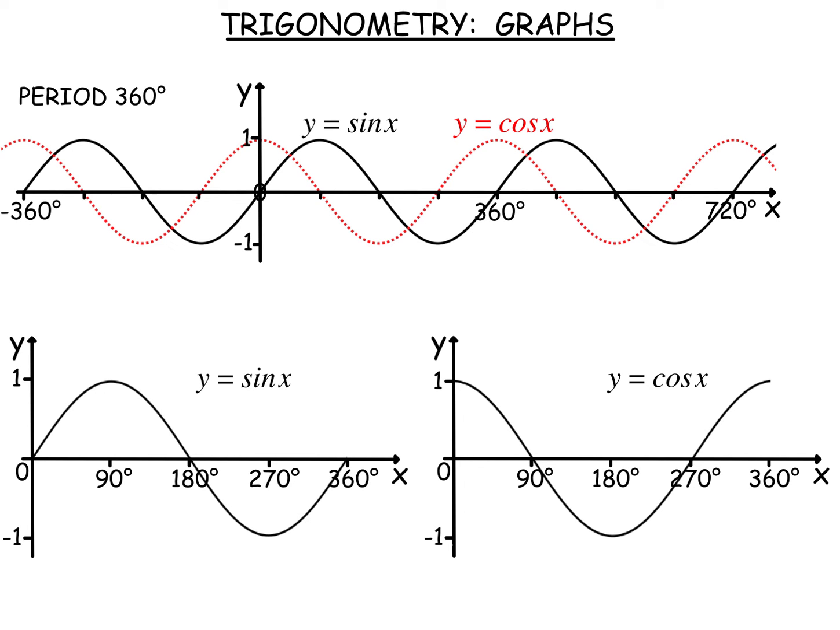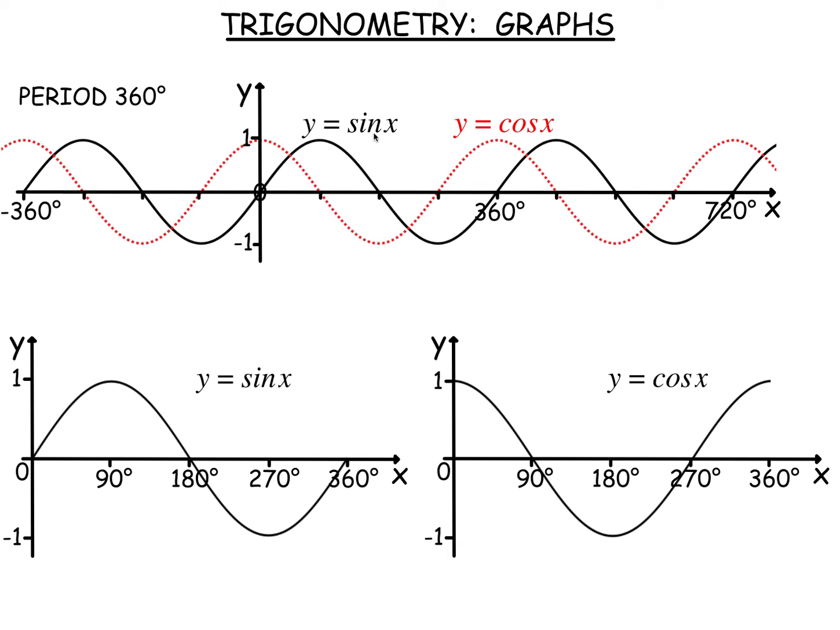The last video introduced the graphs of the sine and the cosine functions. The results are as shown on the screen. There's an S-shaped curve oscillating between 1 and -1 on the y-axis, and over a period of 360 degrees the curve repeats itself.